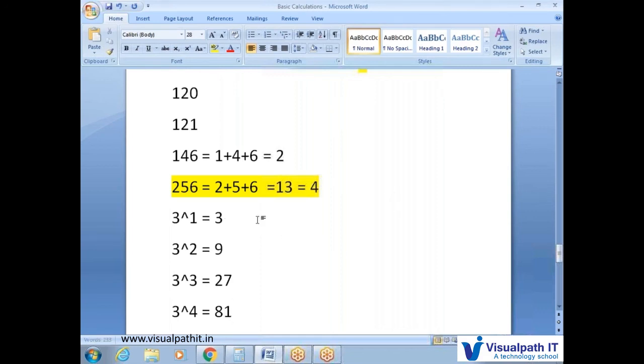And what is the 3 power 5 value? What is the ending value? 3. And 3 power 6, what is the ending value? 9. Clear? For example, how to find the 3 power 6 value?